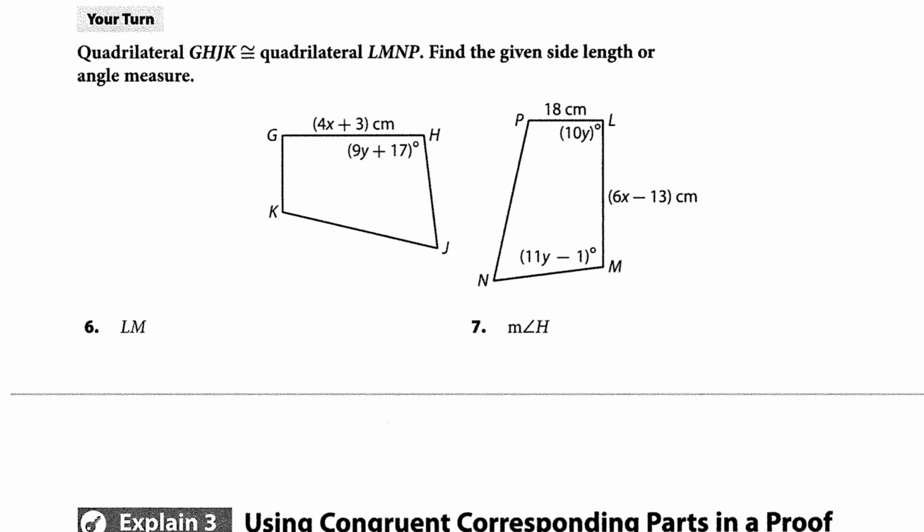Quadrilateral GHJK is congruent to quadrilateral LMNP. Find the given side length or angle measure. In number 6, we are looking for LM. LM is the first 2 letters, so it corresponds to GH. And GH is described by this expression. And LM is described by this expression. Now we need to do algebra to solve it for x.